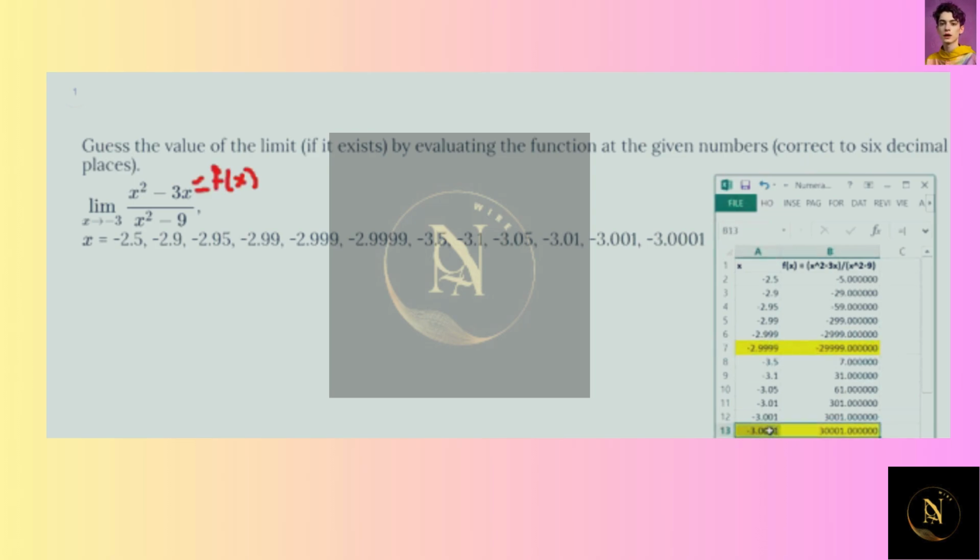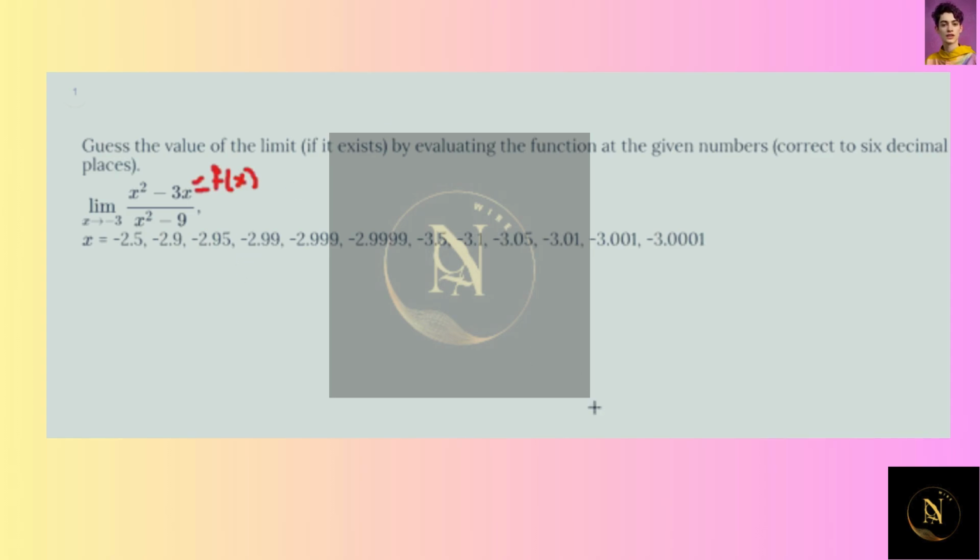Eventually, what we will see, especially if we plot this function, is that from the right-hand side, the function approaches -infinity. That's the limit from the right-hand side. From the left-hand side, the function approaches positive infinity. And because these two don't agree, we say that this limit does not exist.